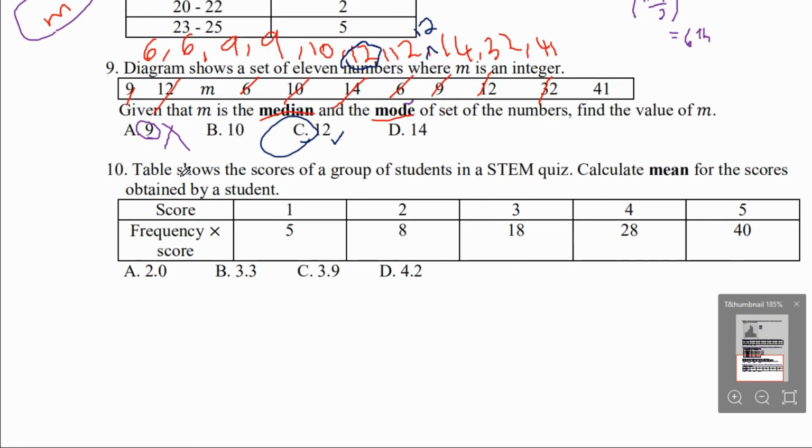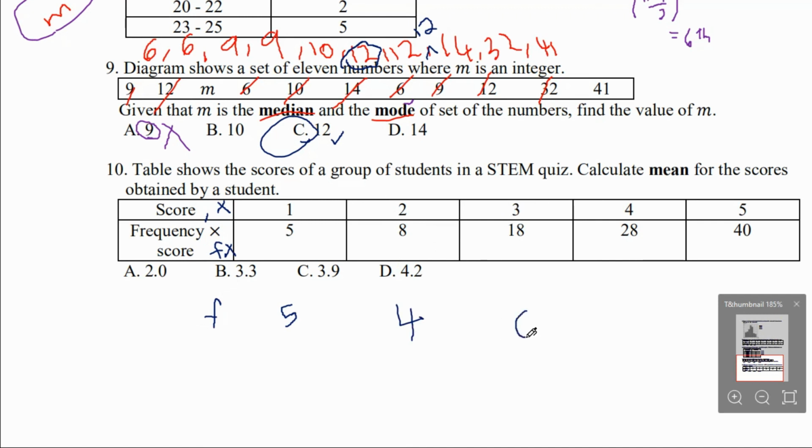Number 10. Table shows the scores of a group of students in a STEM quiz. Calculate the mean for the scores obtained by the students. Okay, so this we have score, frequency times score. Okay, so this is x. This is fx. Now we have to find f. We have to calculate the value of f. So to find f, we just 5 divided by 1. Okay, because fx divided by x, you will have f. 这个 fx 除 x 你就会找到 f 了。然后 for this one, 8 divided by 2, 4.